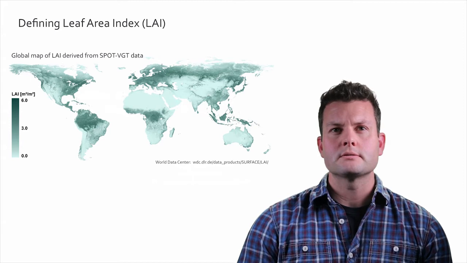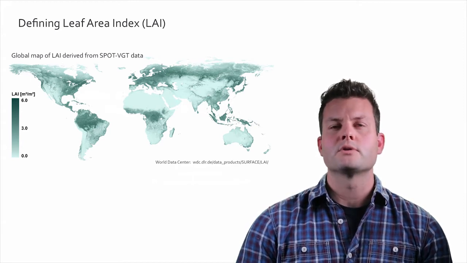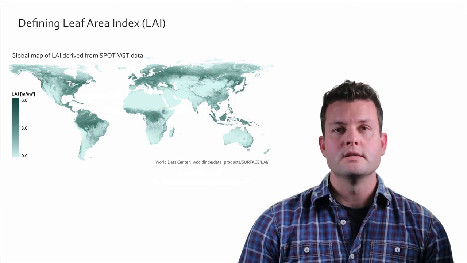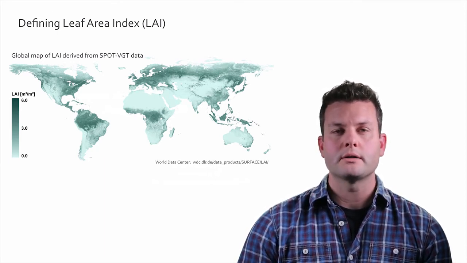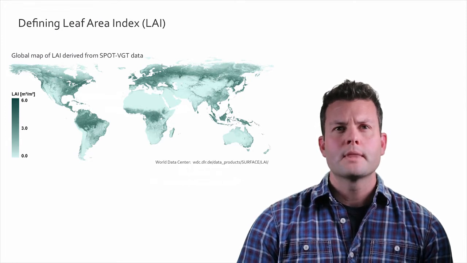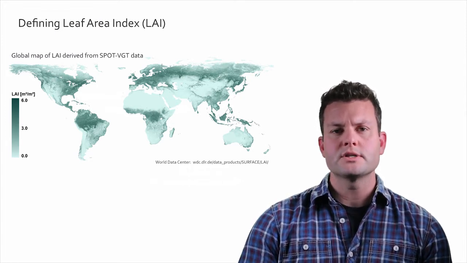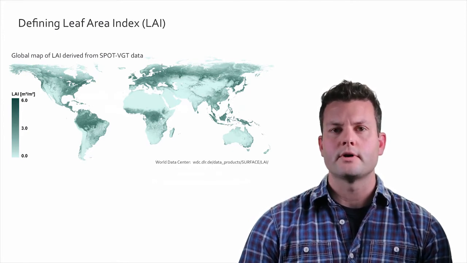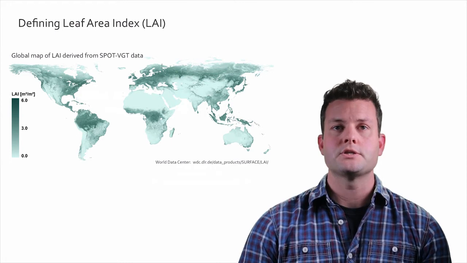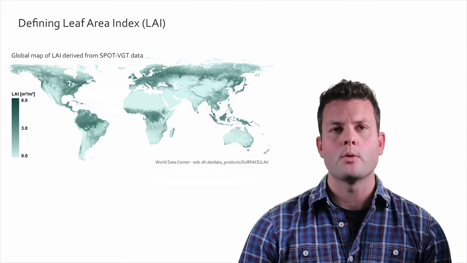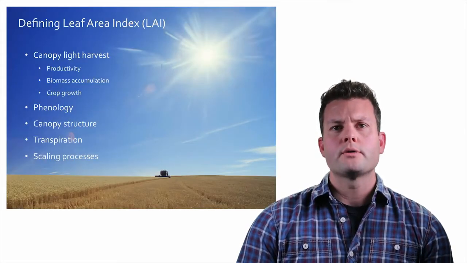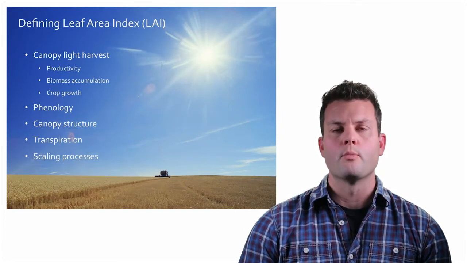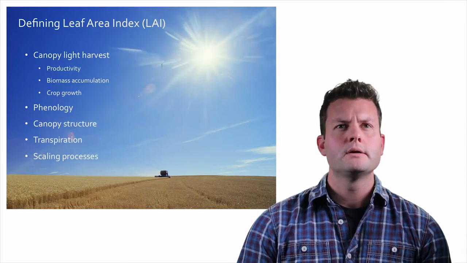A lot of the patterns that we're seeing are reflective of many processes and many variables. In this case, we could talk about water, we could talk about light availability that explain some of these patterns. But you can just see that in this case, LAI is very descriptive of the patterns of the world's vegetation, just as one example. So a few other reasons why LAI is so important, and I'm sure that you can come up with more, but just a few that I have listed here.